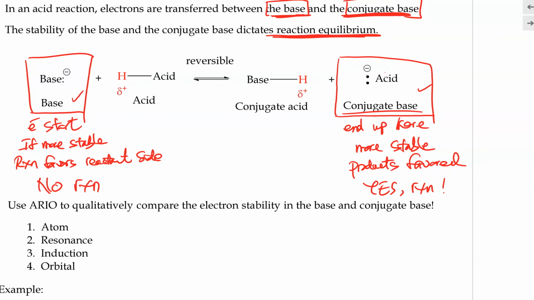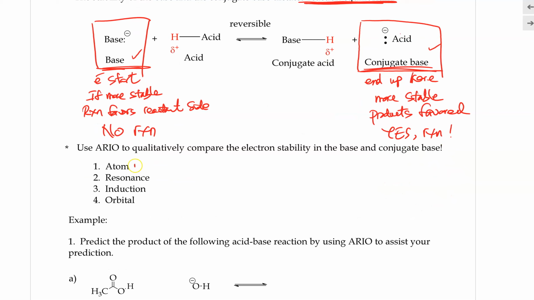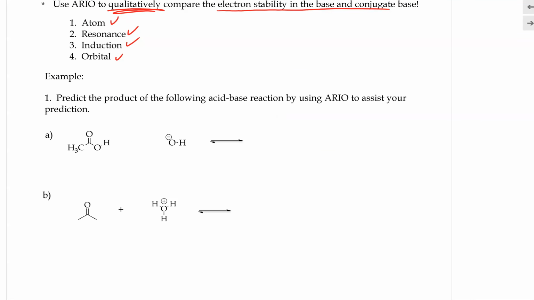So knowing how to compare the electron stability between the base and a conjugate base will allow us to determine reaction equilibrium. And again, ARIO stands for atoms, resonance, induction, and orbital. These are the four effects or the four factors that allow us to qualitatively compare the electron stability between the base and the conjugate base. For an example, predict the products of the following reaction and use ARIO to support your prediction.